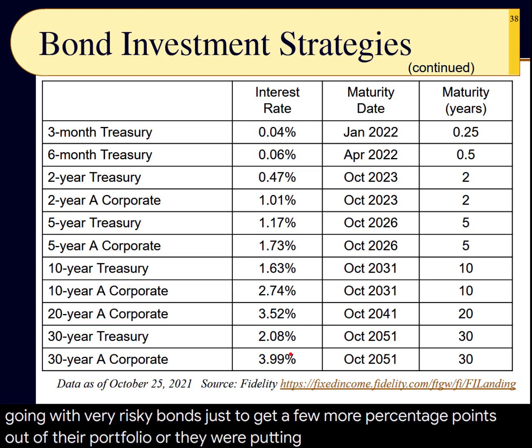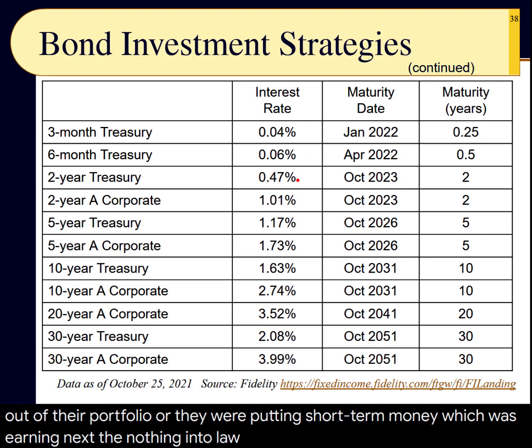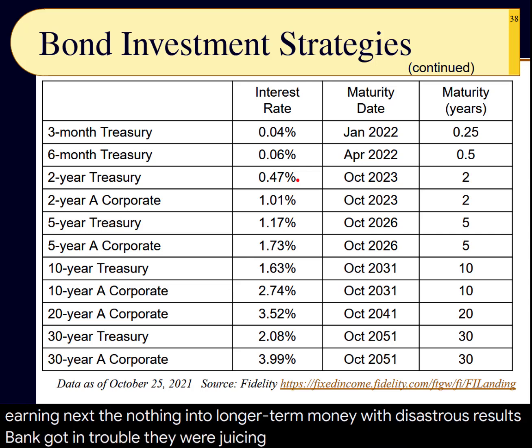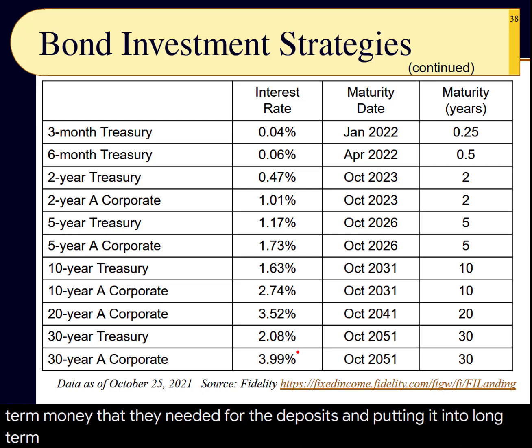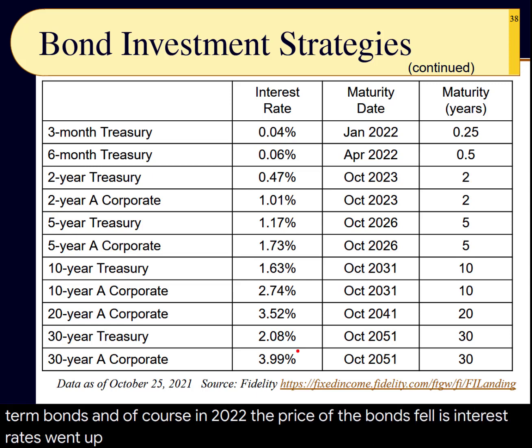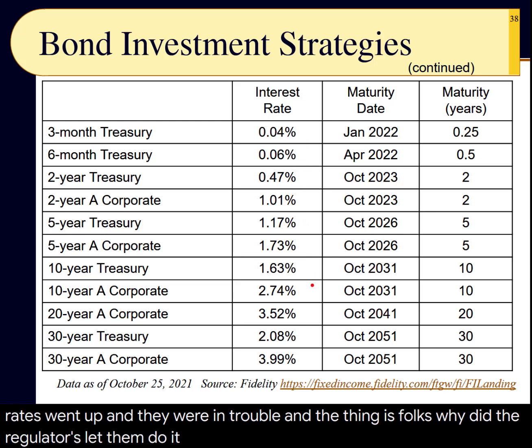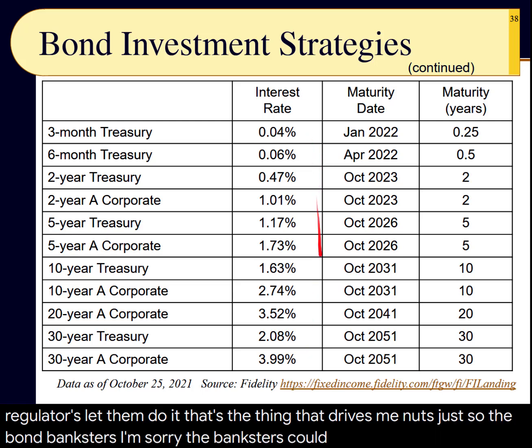Or they were putting short-term money, which was earning next to nothing, into longer-term bonds with disastrous results. That's how Silicon Valley Bank got in trouble. They were juicing their returns by taking that short-term money that they needed for the deposits and putting it into long-term bonds. And of course, in 2022, the price of the bonds fell as interest rates went up, and they were in trouble. And the thing is, folks, why did the regulators let them do it? That's the thing that drives me nuts. Just so the banksters could pay themselves a bigger bonus that year. It's just not right.